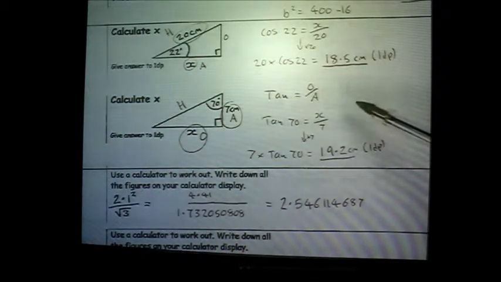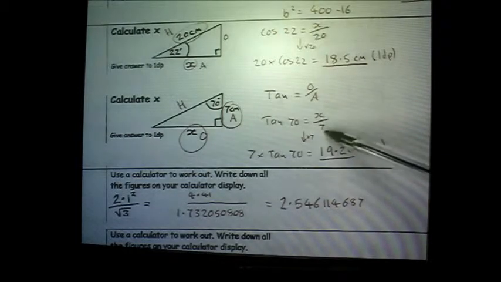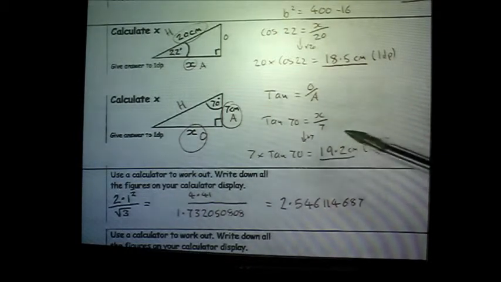You basically work out what x is, so you want to get x on its own. It's been divided by 7, so to undo that you multiply both sides by 7, so 7 times tan 70 equals 19.2 centimetres. Again, that's 1 decimal place.